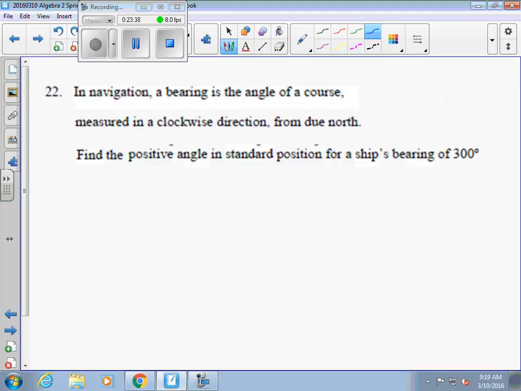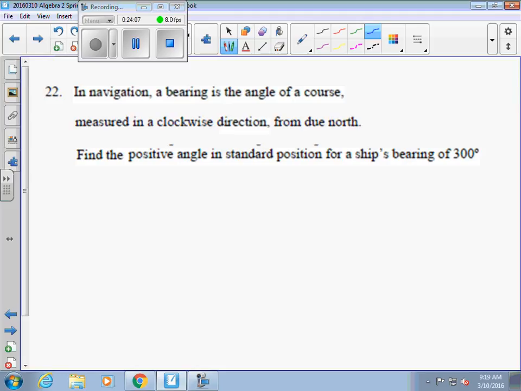22 says in navigation, this was kind of tough, a bearing is the angle of a course measured in a clockwise direction from due north. So think about that. That's a lot of information in that one sentence. Bearing is measured clockwise from due north. Find the positive angle in standard position from a ship's bearing of 300 degrees.